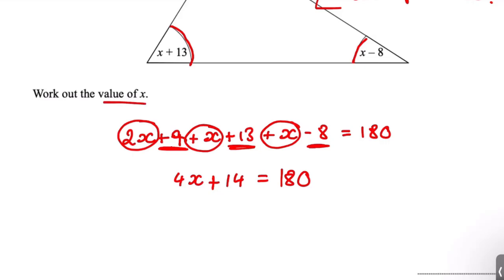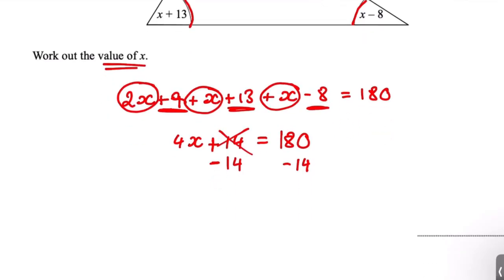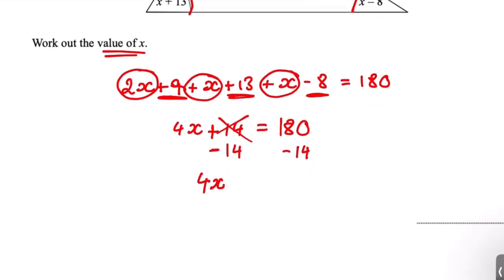Now it says work out the value of x. When we're working out the value of x, we want everything to be on one side. To do that, we need to move all the numbers onto the other side. So we have add 14 on this side, let's get rid of it, subtract 14, and whatever we do to one side, we must do the same to the other side. So we subtract 14 on the other side as well. That's going to get rid of this plus 14. So we're going to have 4x on this side, and that's going to be equal to 180 subtract 14.